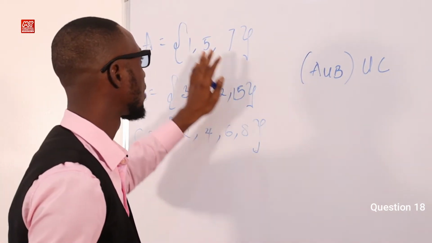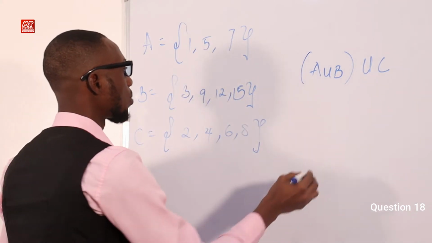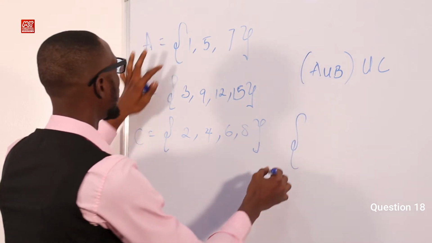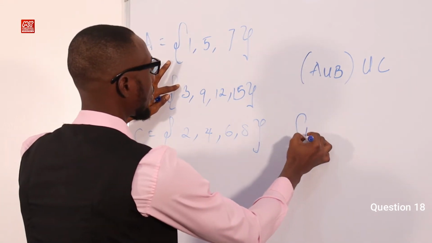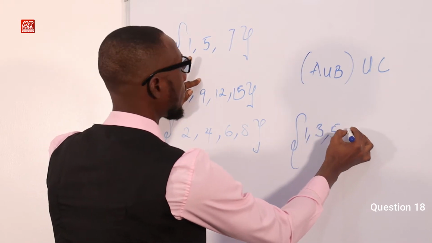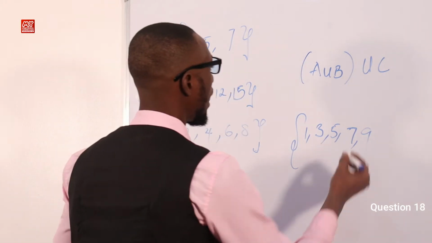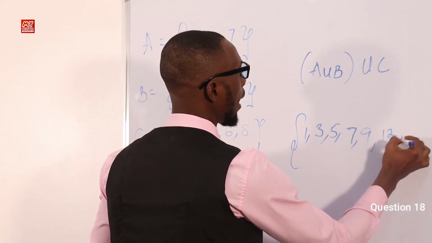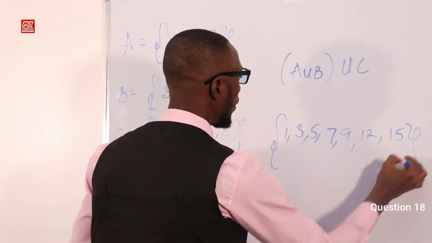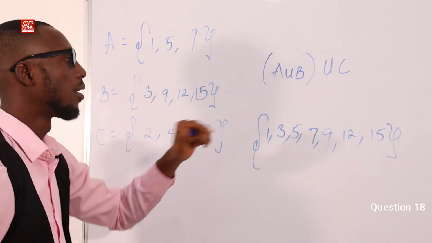Let's just make this very easy. What is A union B? That is all of the elements we have in A and B put together. So A union B is 1, 3, 5, 7, 9, 12, 15. I'm just trying to observe order.